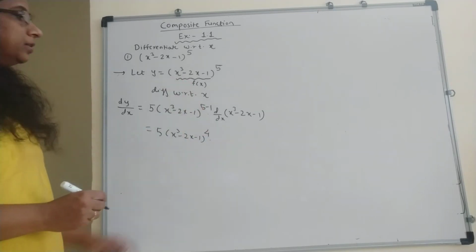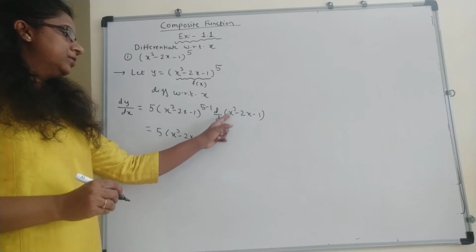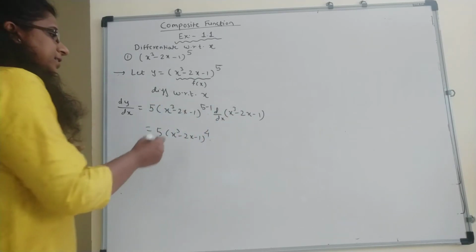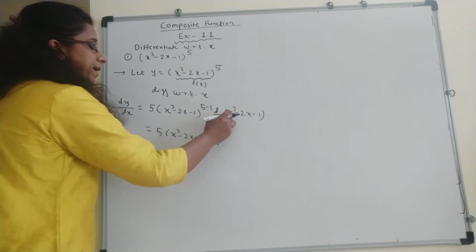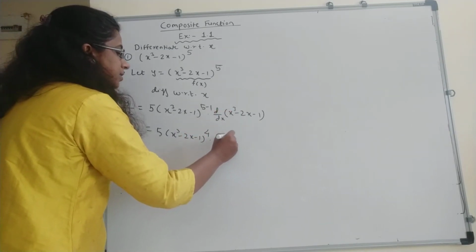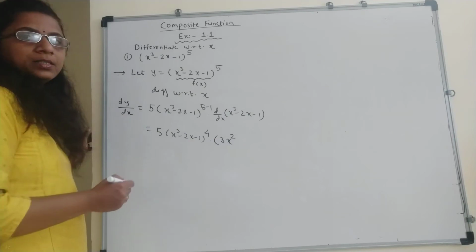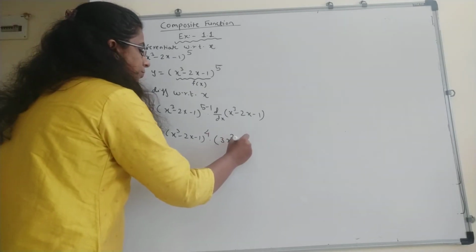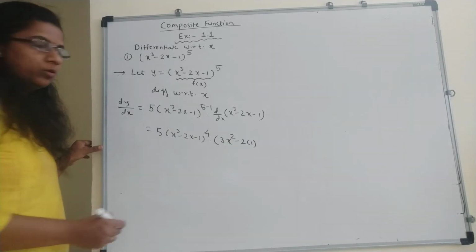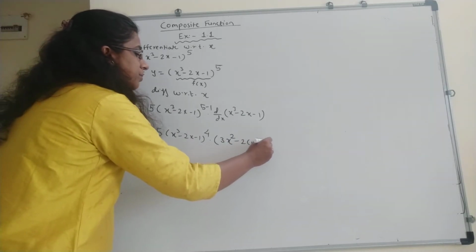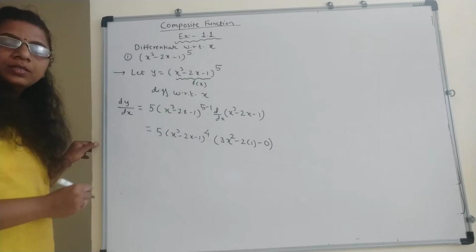Now, we will consider here standard formulas. For x cube, the derivative of x raised to n is n x raised to n minus 1. So, for x cube, it is 3x raised to 3 minus 1, that is 3x square. Derivative of 2x is 2 into derivative of x, that is 2 into 1. And if only a constant term is there, the derivative value is 0.